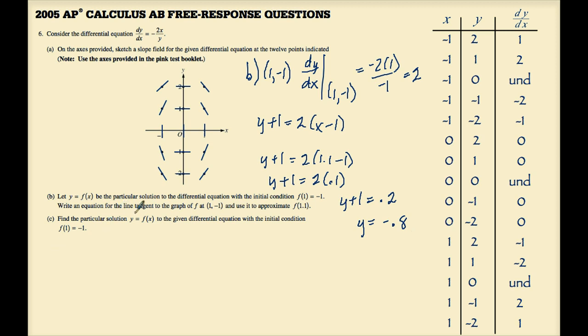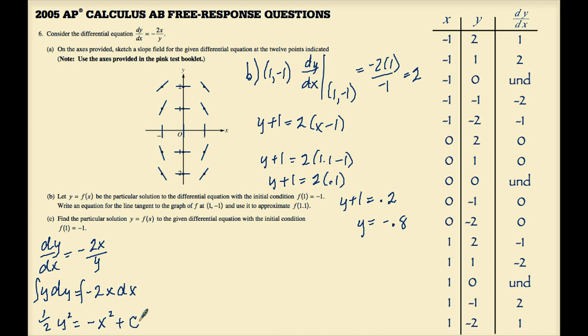Find the particular solution y equals f of x to the given differential equation with the initial condition f of 1 equals negative 1. So we'll use separation of variables to solve this differential equation. dy/dx is equal to negative 2x over y. I'll multiply by the dx and by the y. y dy is equal to negative 2x dx. Let's integrate both sides. This gives me 1/2 y squared is equal to negative x squared plus c.